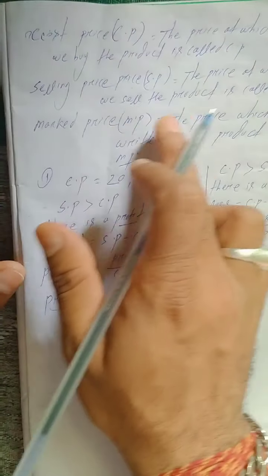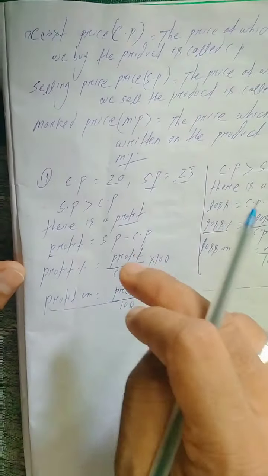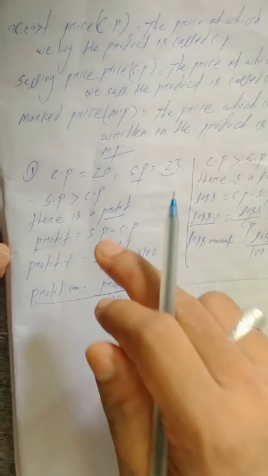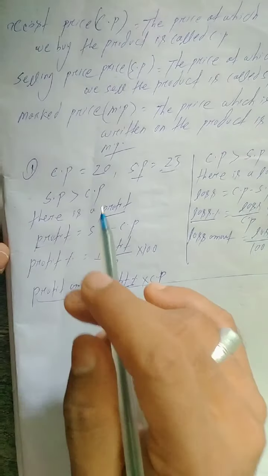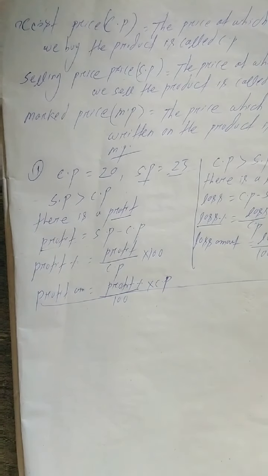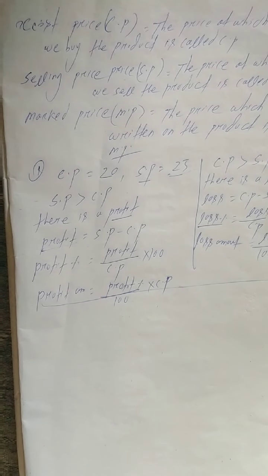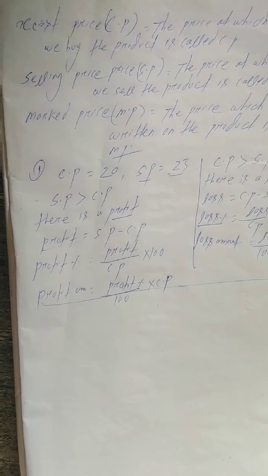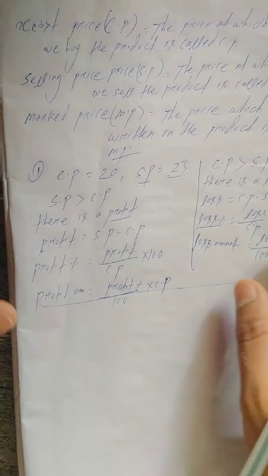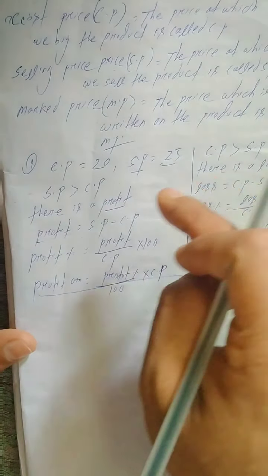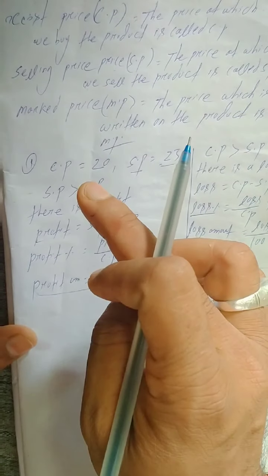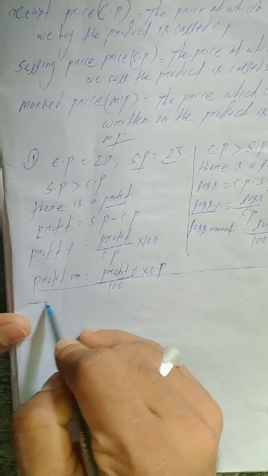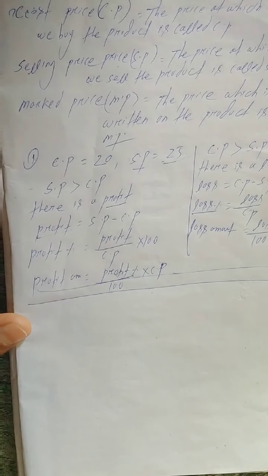Also marked price. First we will discuss profit and loss, then we will discuss marked price. If the shopkeeper offers a discount, what is discount? Discount means rebate on the product. We will discuss marked price and discount later. First we should discuss loss, profit, selling price, cost price. You know the formula, then we'll solve.